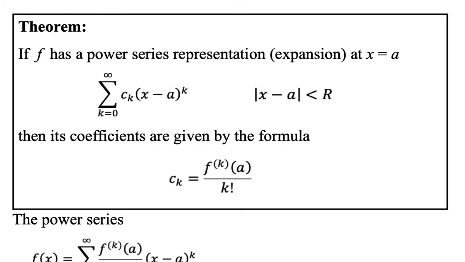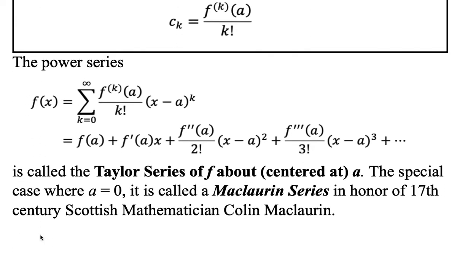To put a little more explanation to this, we're saying that the power series f of x equaling the sum from k equaling 0 to infinity of the kth derivative of f evaluated at a divided by k factorial times (x minus a) to the k is a Taylor series of f about, or centered at, a. The special case where a equals 0 is called a Maclaurin series, in honor of 17th century Scottish mathematician Colin Maclaurin.